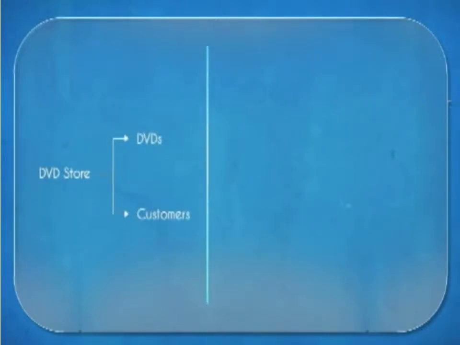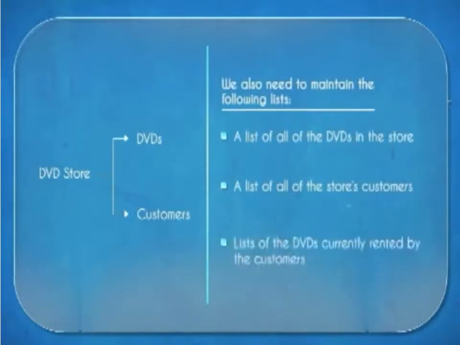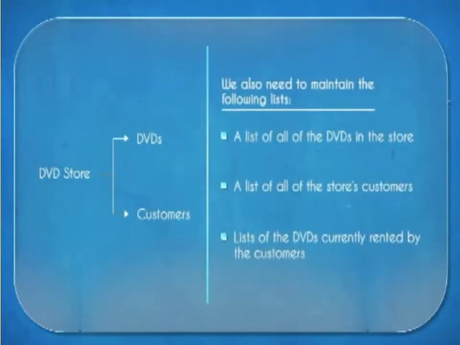The programming requirement tells us that the DVD store has two major components: DVDs and customers. We also need to maintain the following lists. We will develop the program in two parts. In Part 1, we'll design, implement, and test the DVD component. In Part 2, we'll design and implement the customer component.